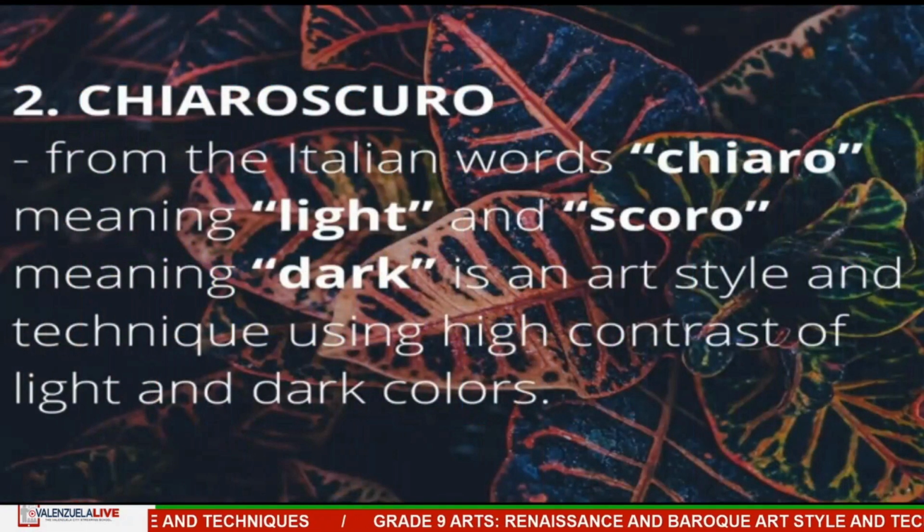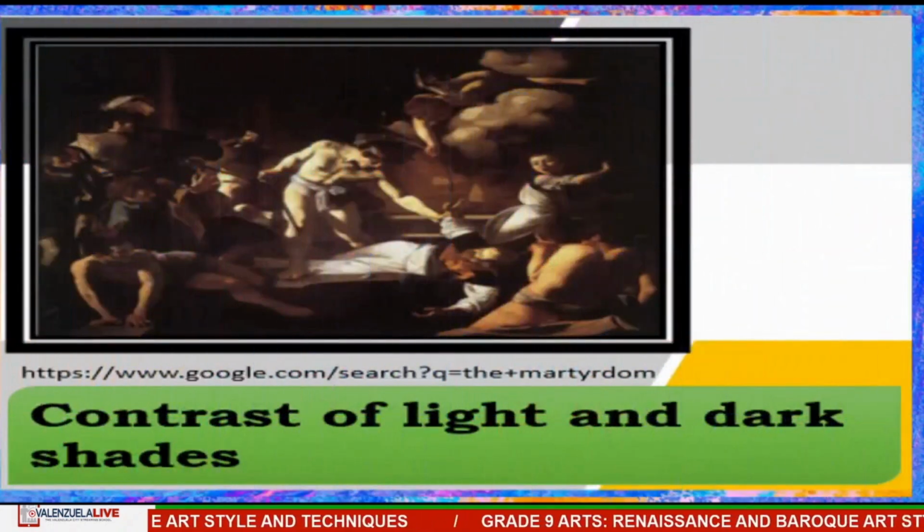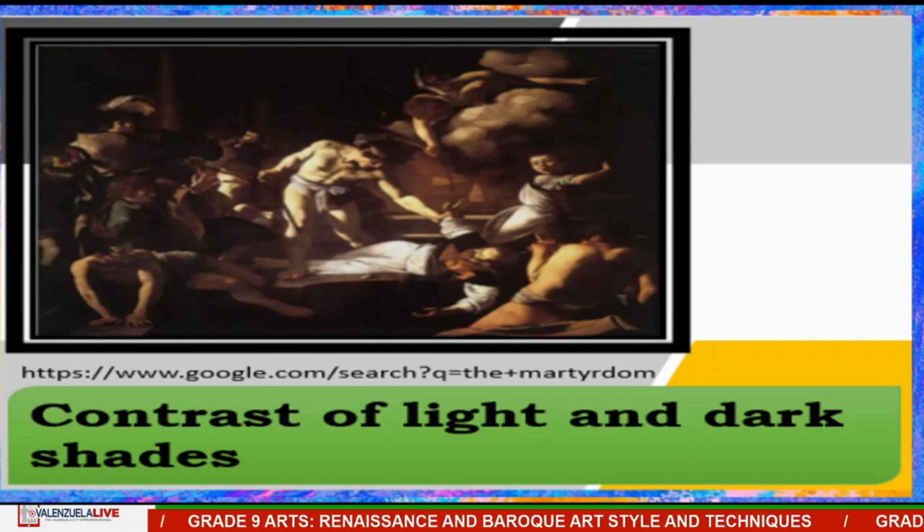Second is chiaroscuro, from the Italian word chiaro meaning light and scuro meaning dark. It's an art style and technique using high contrast of light and dark colors. Just like the picture in your first activity a while ago, the Martyrdom of Saint Matthew, created by a famous Italian painter, Michelangelo Caravaggio.